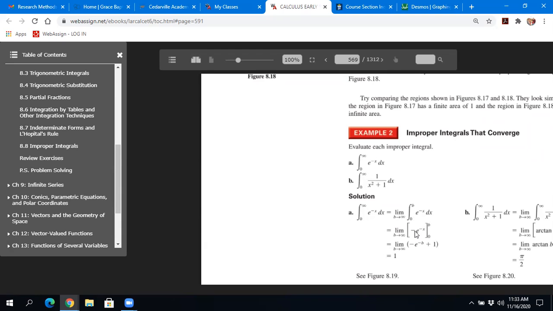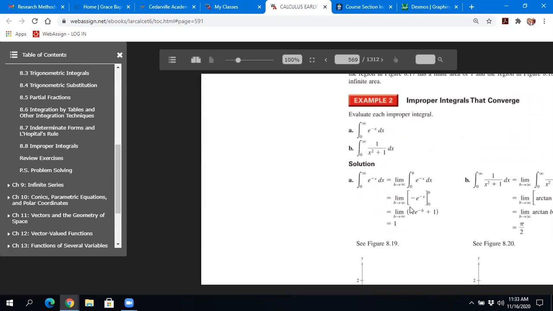You do the antiderivative, and we're going to be doing the limit as b goes to infinity of negative e to the minus b minus e to the 0, which is just minus negative e to the 0, which is plus 1. Okay. And then you make the observation that e to the minus b, as b goes to infinity, goes to 0. So this thing converges to 1.